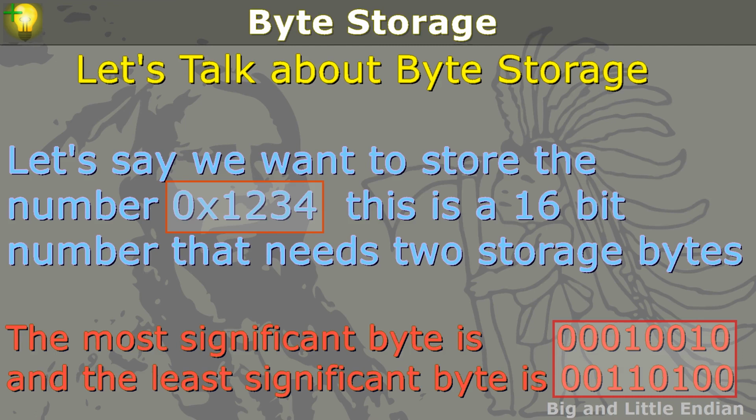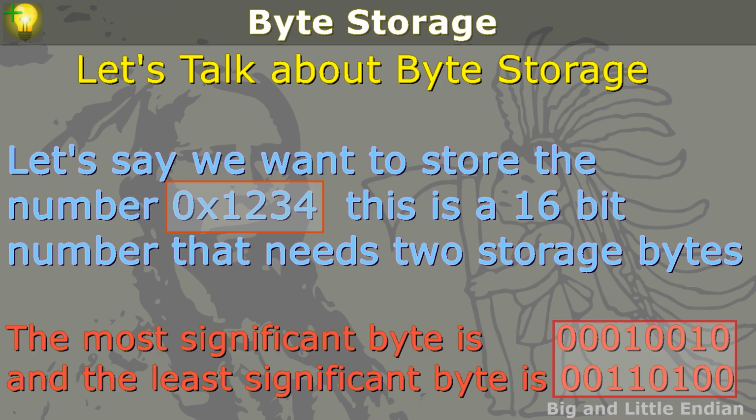Let's talk about byte storage. Every byte on a microprocessor has a unique address. So the addresses are 0 through the highest memory location. Let's say we want to store the number 1234 in hex. So you can see that's already a 2-byte number. It's a 16-bit number and it needs 2 bytes of storage.